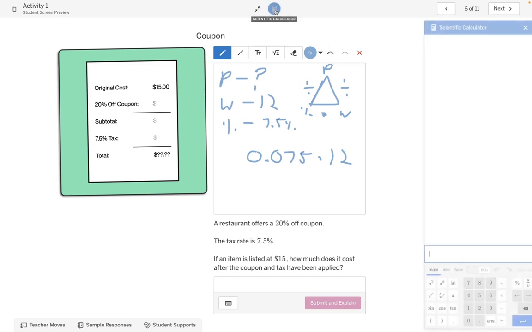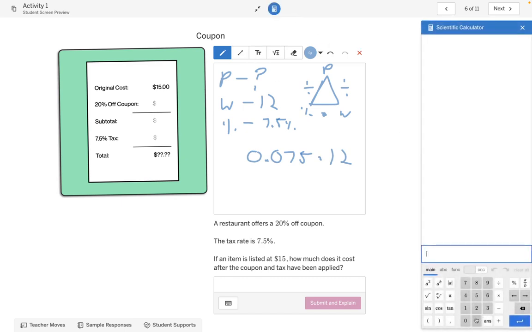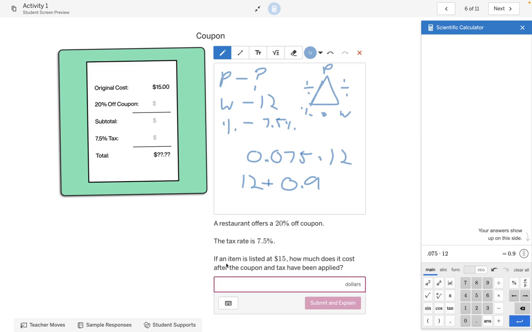I'm going to get my calculator for this one. And I do 0.075 times 12. And that gives us 90 cents. And that's the tax. So we're going to add that with the 12, and that should give us an answer of $12.90.